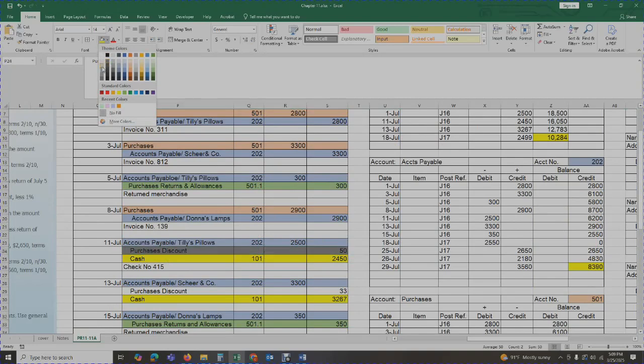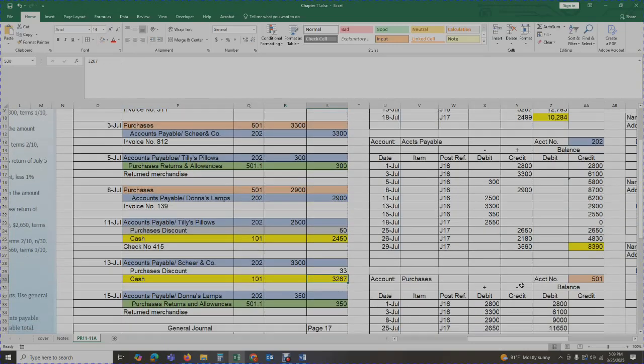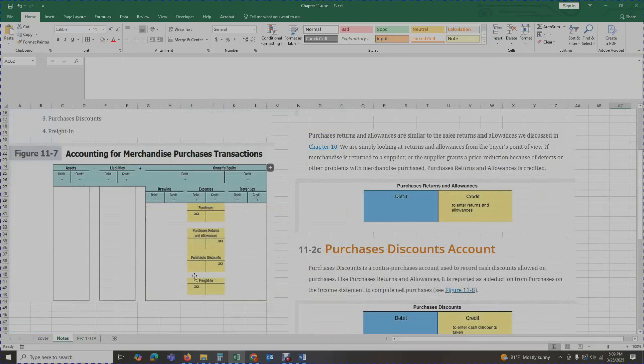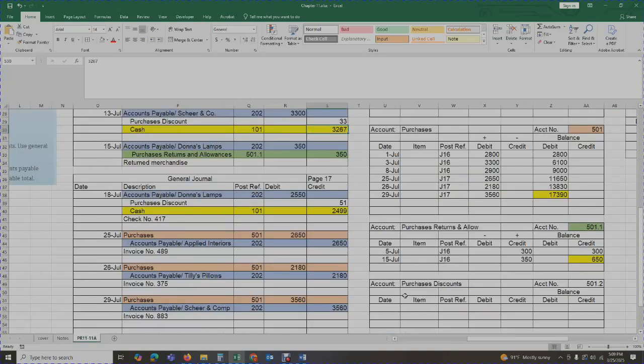Let's pick a color. Let's do gray. This is happening on July the 11th. Now, purchases discounts also has a normal balance of a credit, so be very careful with that. Purchases discount, the same thing: a debit decreases it, a credit increases it.